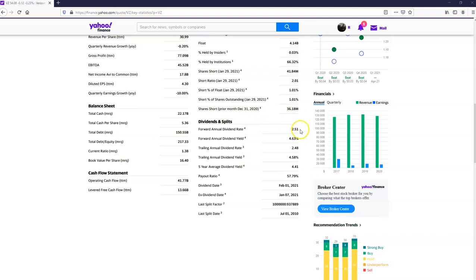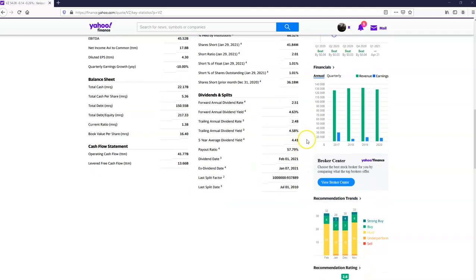So this is a forward annual dividend rate. This is the forward annual dividend yield. This is the trailing annual dividend rate and the trailing dividend yield. This is the difference between forward and trailing. Trailing is basically explained using current dividend, while the forward has to do with the estimated dividend. As you can see here, there's an estimate that the dividend will go up a little bit. All right. This is a 5-year average dividend yield.